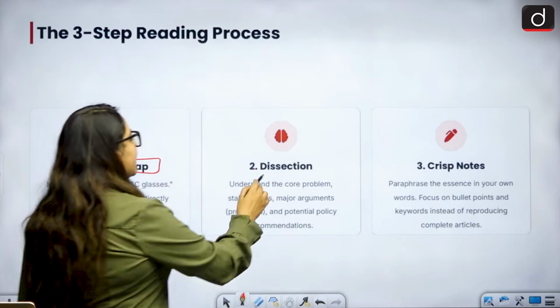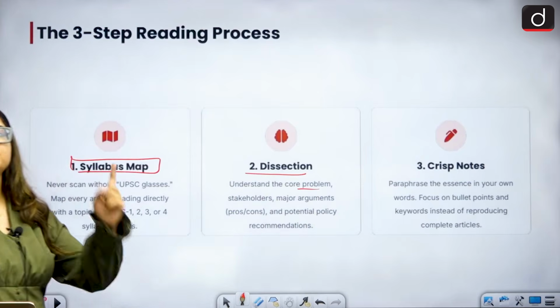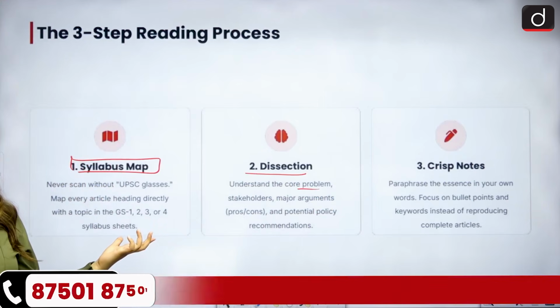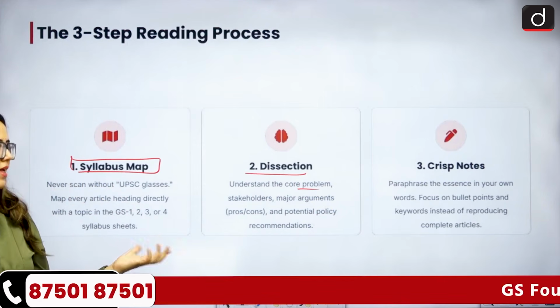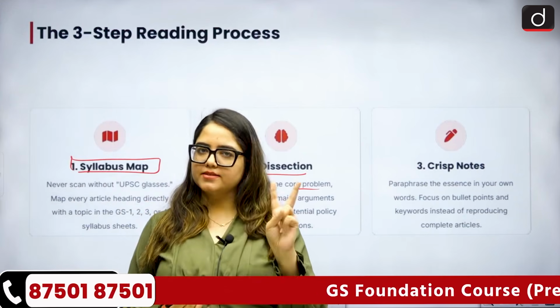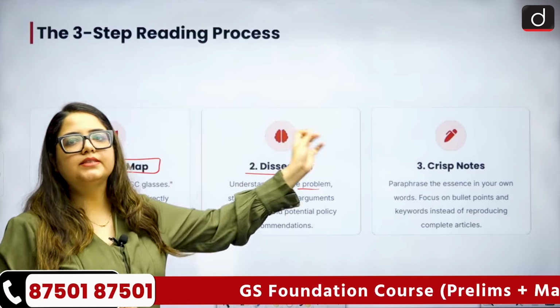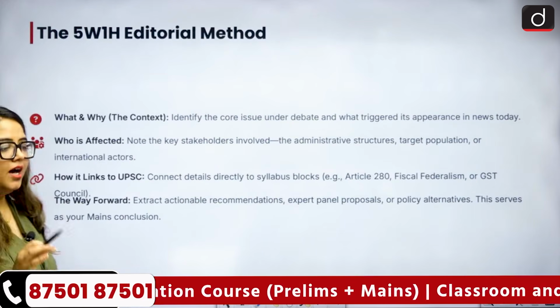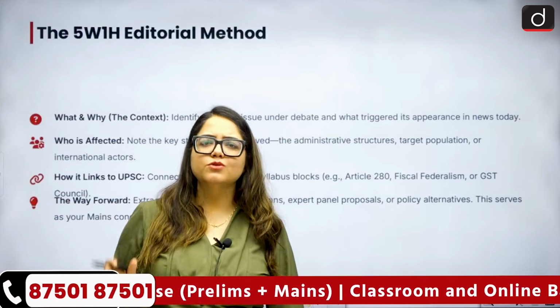And then you dissect the news completely: the core problem, the stakeholders, the arguments. Ultimately you prepare notes for that. How to do that we will discuss in part 2. But for now, this is the third step. All right, now most people ask, okay, for news we can do this.